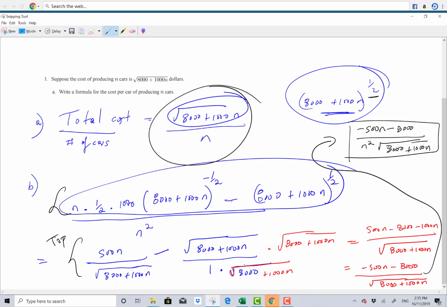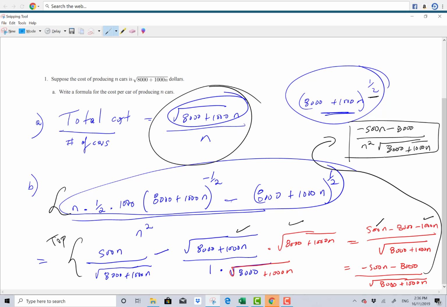Once I multiply the top by the same thing, I realize the denominator is now the square root of 1,000n plus the square root of 8,000 plus 1,000n. The top here, these two are the same. So if they are the same, when I multiply them, I get rid of the square root. Getting rid of the square root will yield negative, because there's a minus sign in front, negative 8,000, negative 1,000n. Now that gives me 500n minus 8,000n, because these two give me minus 500.